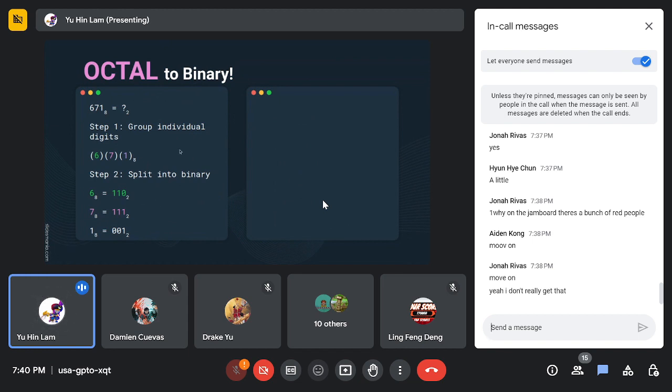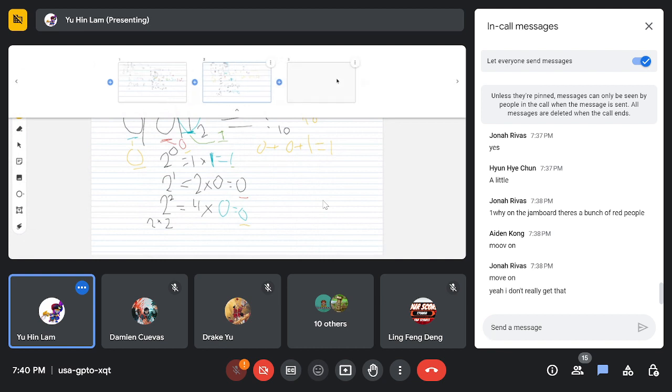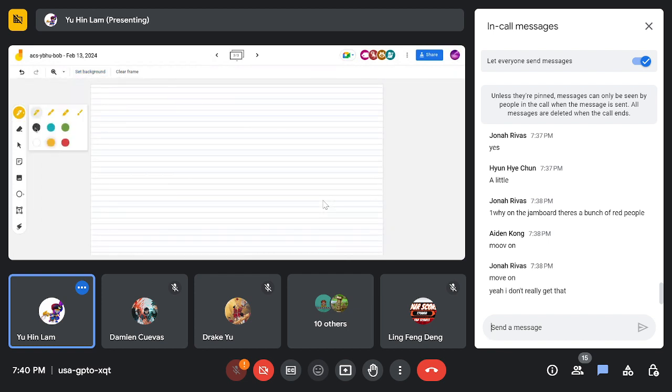Okay, so let's see. Maybe I should try going over this. So how about let's first try going over the first. So our same Jamboard. So let's just first try converting our 6 base 8 into a base 2. So our number is 6 base 8, and we're trying to find a way to convert it into a base 2.